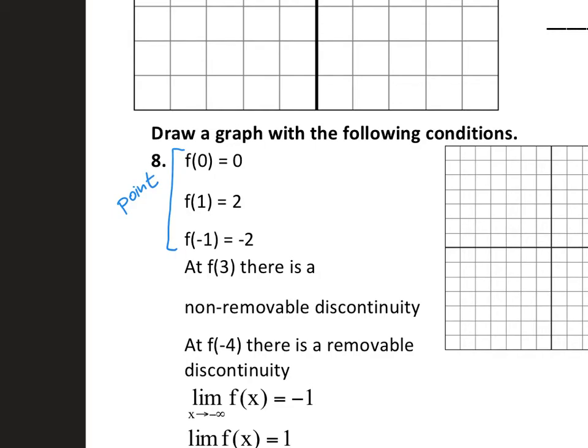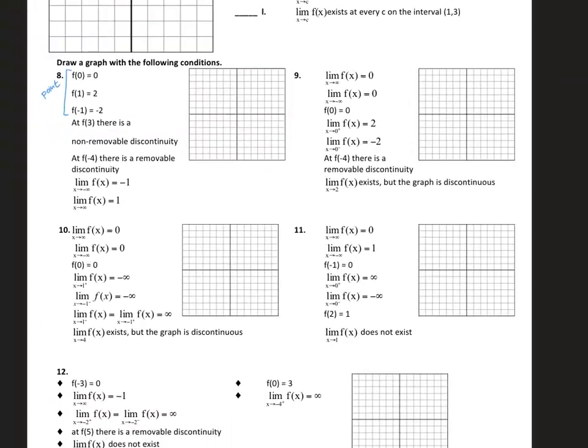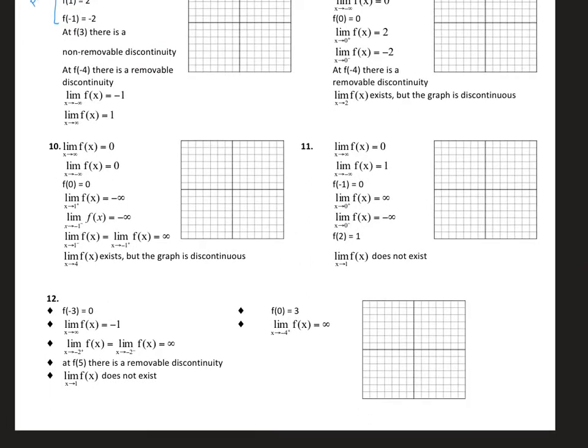Another thing that's very helpful: look through your page, find anything like that, and say, okay, that's a point. Like right here, this is a point. If you want to pause the video and write next to all of those when you have a point, that might help you when you get to those problems.